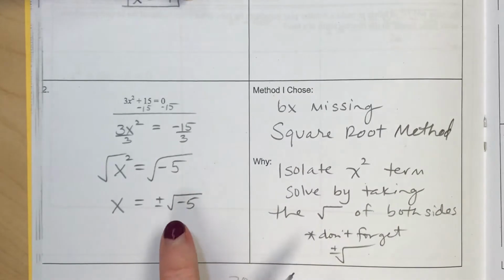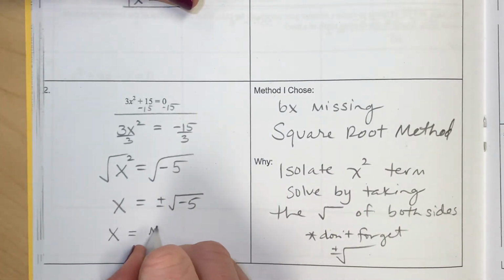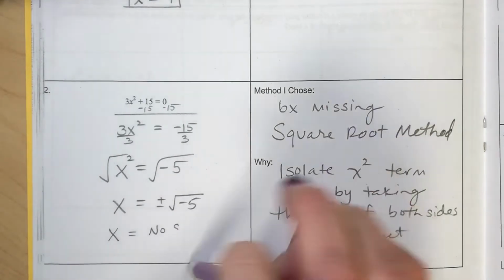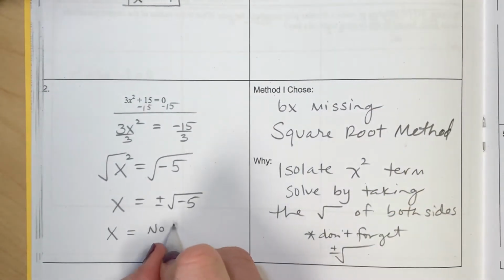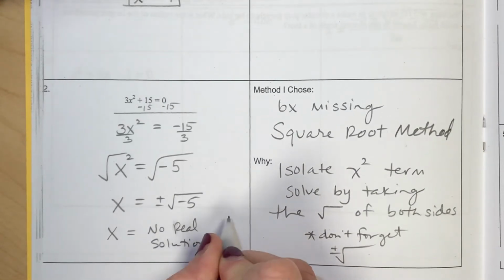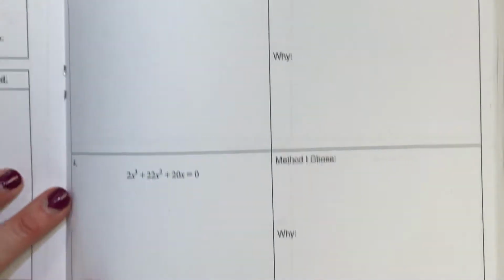Now the square root of a negative is going to end up giving us no real solution. But if this was a positive, we just state what that answer was. I'm going to put no real solutions. All right, moving on. I'll do 3 more examples in this video.